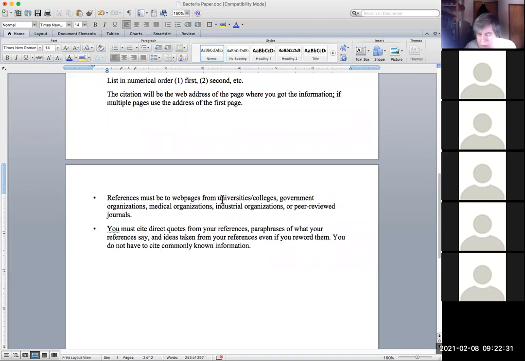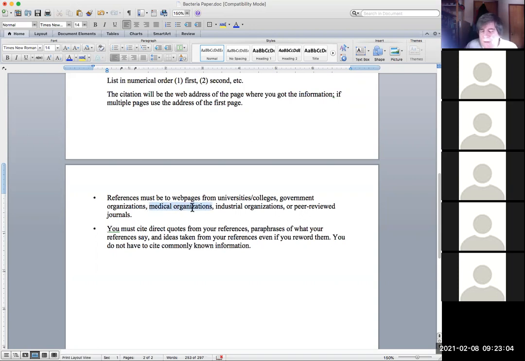So the University of Wisconsin at Madison has a good site. Ohio State University has a good site. University of Minnesota has a good site. It can come from government organizations. So say you were writing about the bacteria that caused strep throat. You might get information from the CDC, the Centers for Disease Control, or something else.